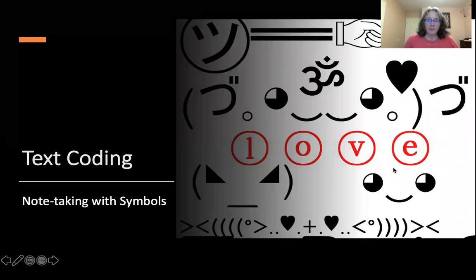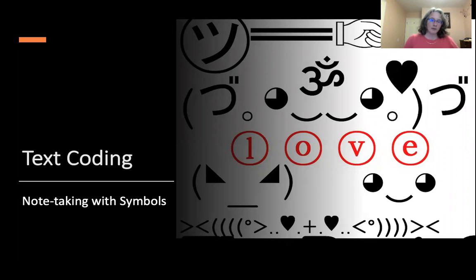Hi. In this module, we're talking about metacognition, and particularly in this PowerPoint, we're looking at an annotation tool called text coding, where we're basically thinking about note taking, but not with words, but more with symbols.